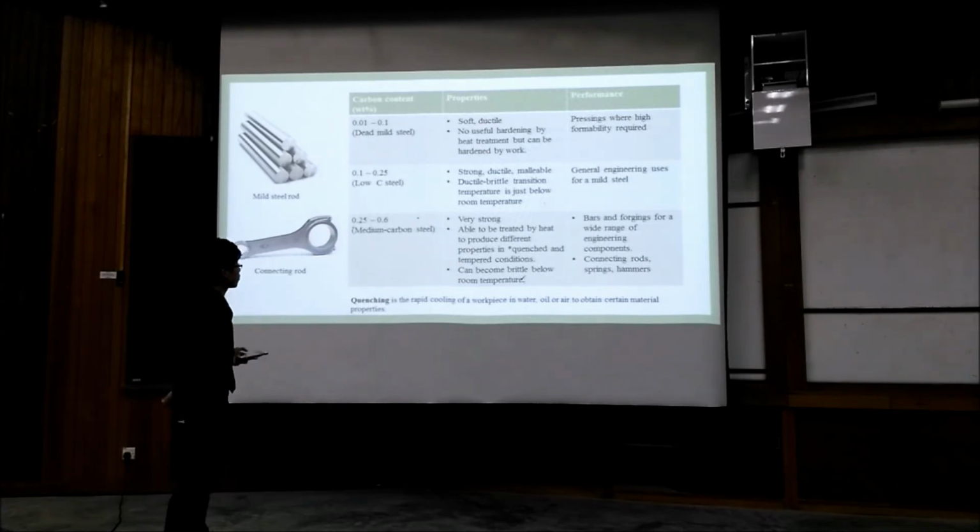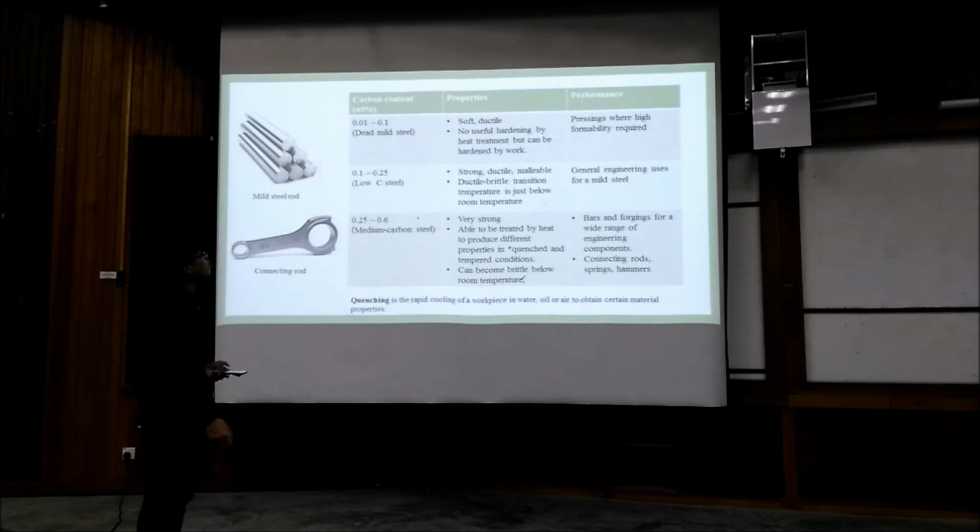First we go to dead mild steel. It contains about 0.01 to 0.1% of carbon. Its properties include soft, ductile, and weldable. It is not useful to harden by heat, except by normalizing. It is often used in pressings where high permeability is required.